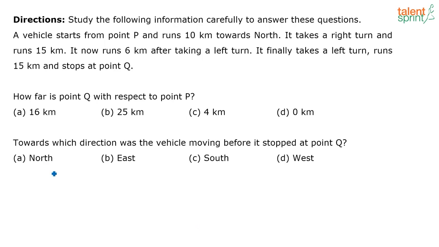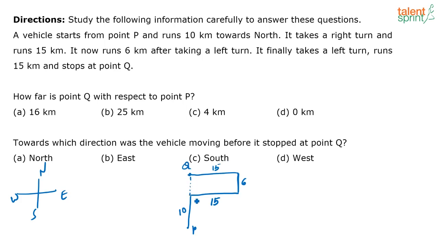So what is the person doing? The vehicle starts from point P and runs 10 kilometers towards the north. So if this is point P, the vehicle is going 10 kilometers towards the north. It takes a right turn and runs 15 kilometers. So right turn means it is going in this direction and is taking 15 kilometers. Now it runs for 6 kilometers after taking a left turn. So at this point the vehicle is taking a left turn and it is moving 6 kilometers. Finally it is taking a left turn and runs again 15 kilometers. So it is again coming back here at point Q.